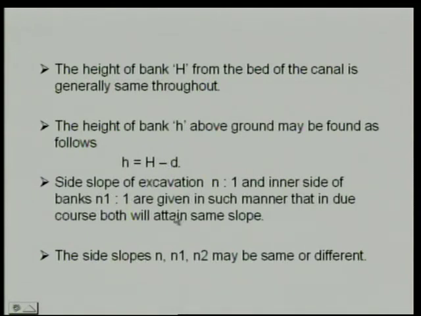The side slope of excavation n to 1 and the inner side slopes of banks n1 to 1 are given in such a manner that in due course both will attain the same slopes. That is, the side slopes n, n1 and n2 may be the same or different. So, the slopes we have seen: n is the slope of the excavation, and n1 and n2 are the inner and outer slopes of the banks. They may be the same.